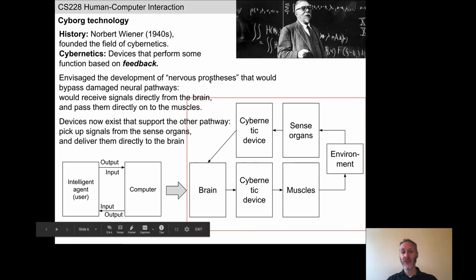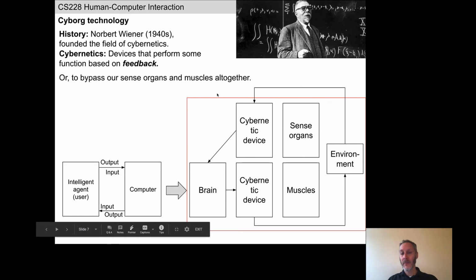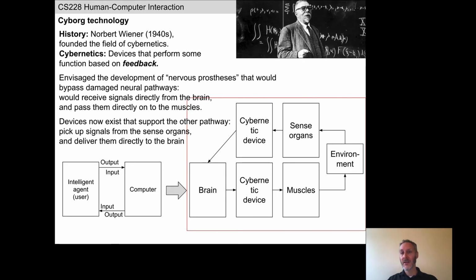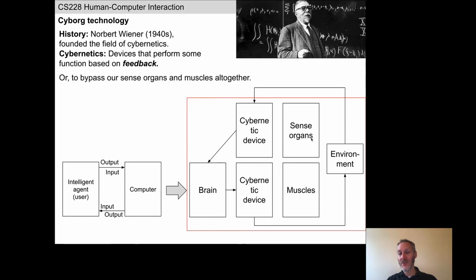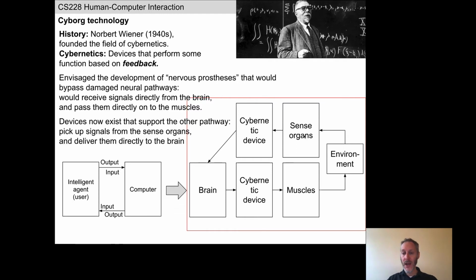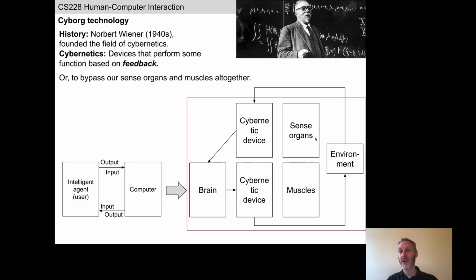There is another type of nervous prosthesis which leaps over not just sensory pathways or brain to muscle pathways, but leaps over sense organs altogether. So what happens if, for example, instead of functional eyes being connected to a dysfunctional optic nerve, which is the connection from eyes to brain, it's the eyes themselves that are non-functional? Can a camera, for example, capture a visual signal from the real world and pass that directly into the brain, bypassing the eyes and the optic nerve altogether?